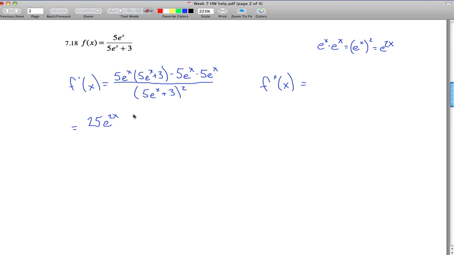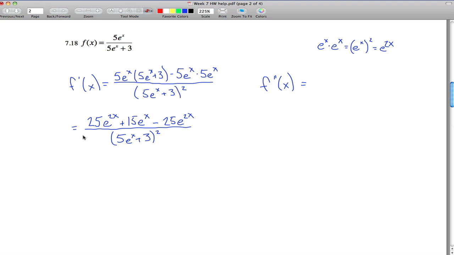5e to the x times 3 gives us 15e to the x. And from that we want to subtract 5 times 5 is 25. And again, e to the x times e to the x is e to the 2x. And that's all divided by (5e to the x plus 3) squared.